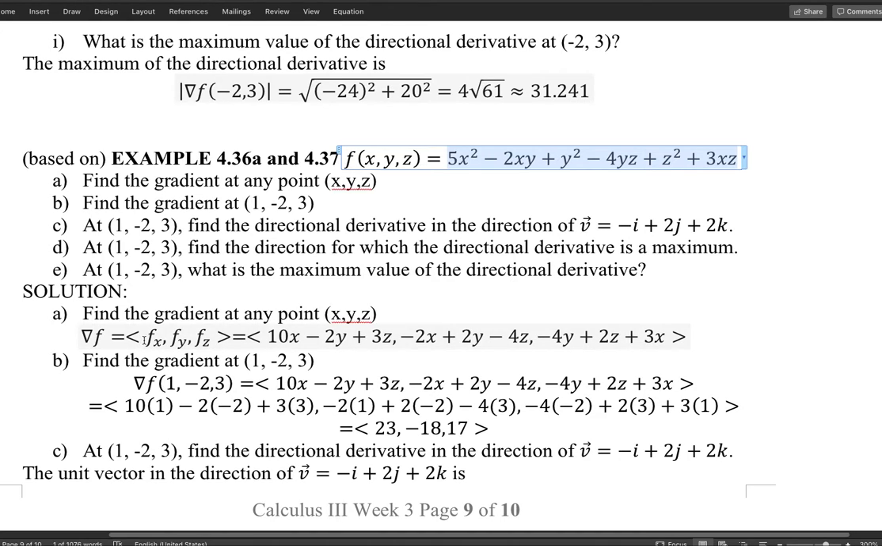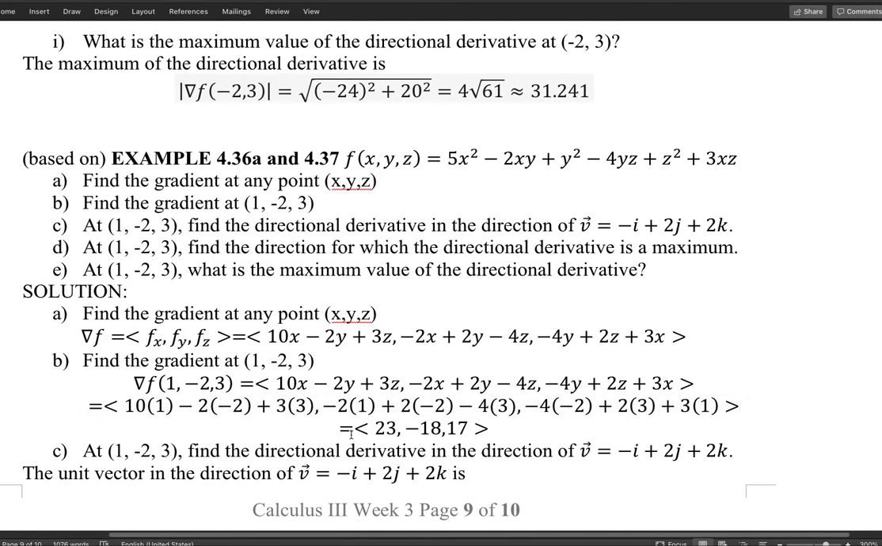That is the gradient at any point. And then for the gradient at this particular point, you plug in this ordered triple for x, y, and z here. So this is the calculation I did. I plug in 1 for x, negative 2 for y, 3 for z. And I have to say it helped me double check the numbers. I believe my numbers should be all right. If I see something wrong, I'll let you know. Or if you see something wrong, you let me know.